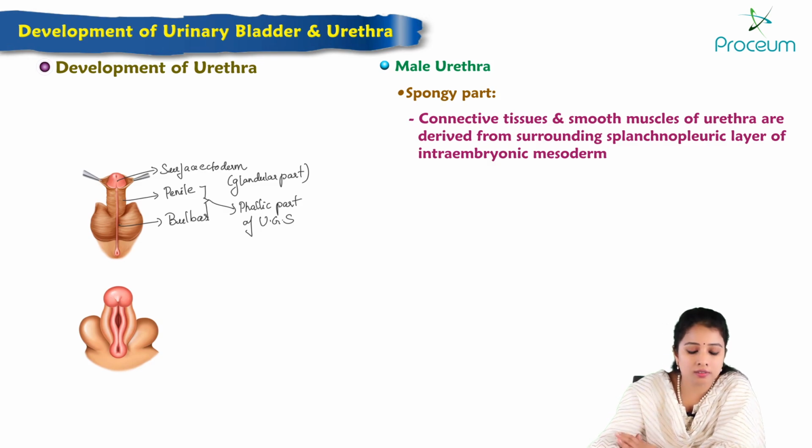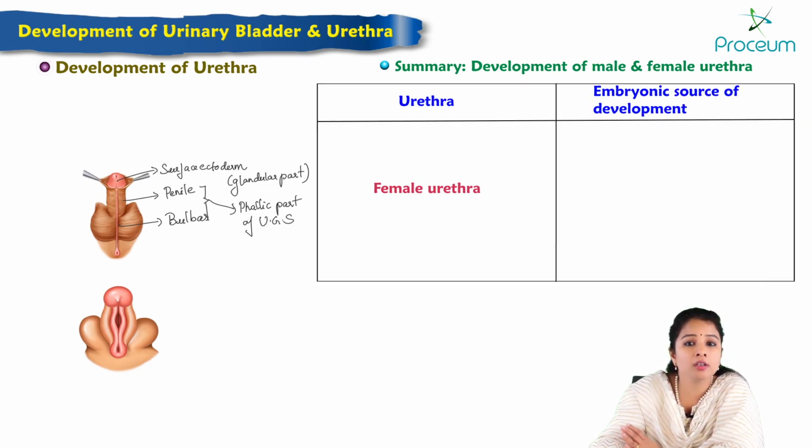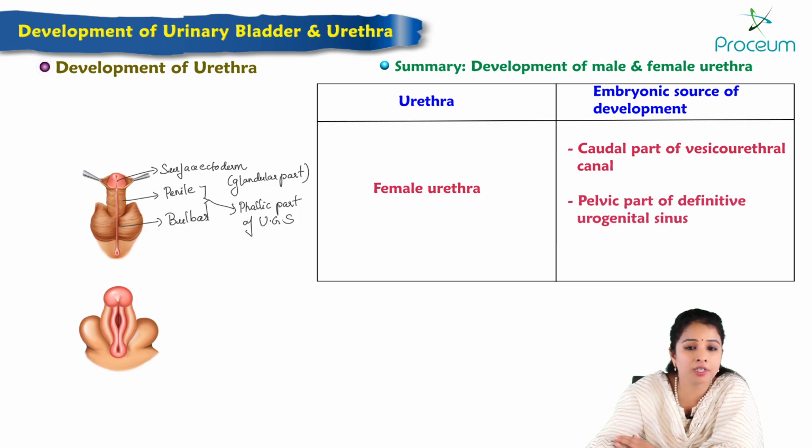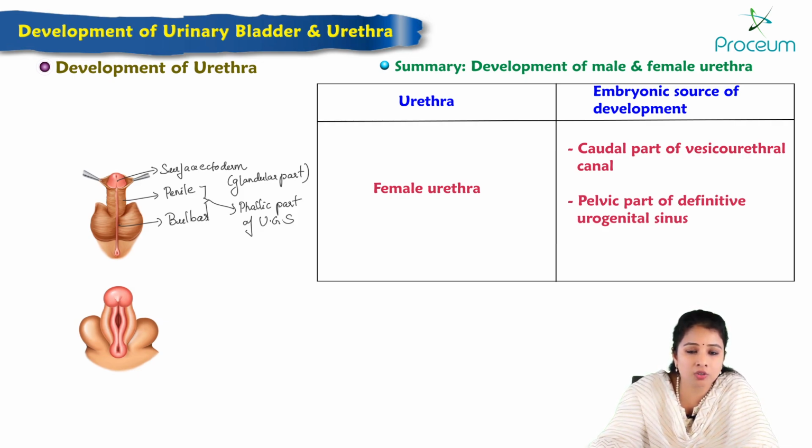So let's look at the summary of development of male and female urethra. Starting with the female urethra. Female urethra corresponds to prostatic part of male urethra. So it develops from the caudal part of vesico-urethral canal, and also from the pelvic part of definitive urogenital sinus. So it develops from two sources. Caudal part of vesico-urethral canal, that is the lowermost part of urogenital sinus. The other is the pelvic part of definitive urogenital sinus.